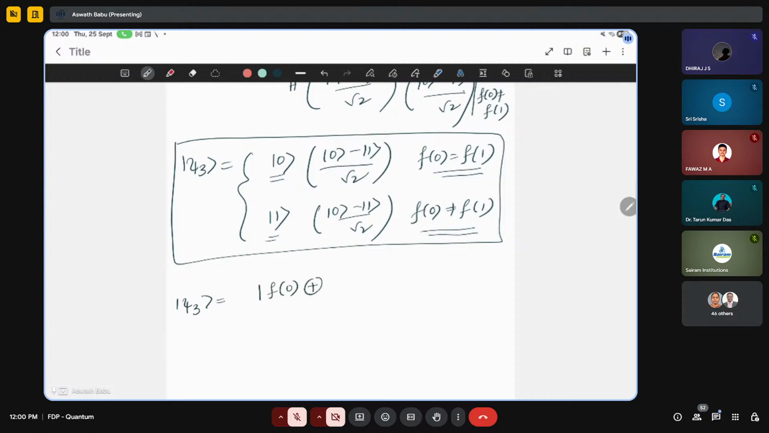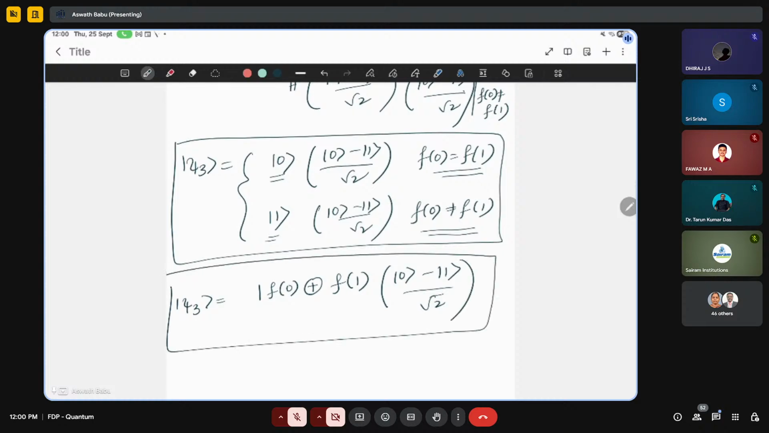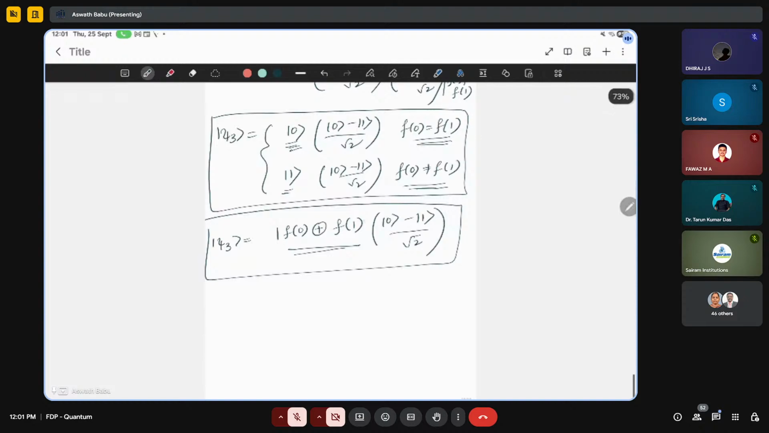I'll just simply say, this is my output. Okay. What did I do with that? I captured both the situations with one simple equation. What is that? The sum is equal to the first case when both of them are equal. The sum is equal to the second case when both of them are unequal. Okay, so beautifully, I was able to get the sum of the function values in one shot.